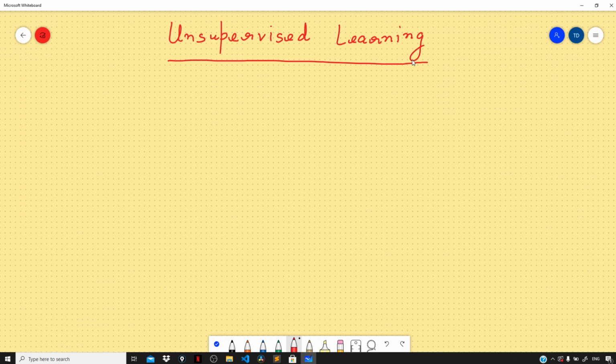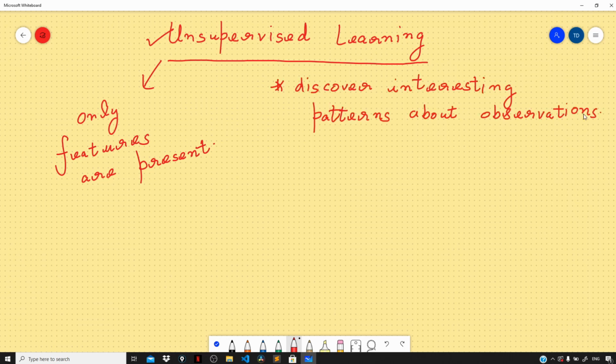Now, unlike supervised learning, here we don't have the target variable with us. We just have the input variable with us. Only the features are present in case of unsupervised learning. So this type of learning where we have only the independent variables or the features but not the outcome or dependent variable is known as unsupervised learning. Now the purpose of unsupervised learning is to discover interesting patterns about your observations. This is different from supervised learning where we tell or supervise the model to learn in a particular way.